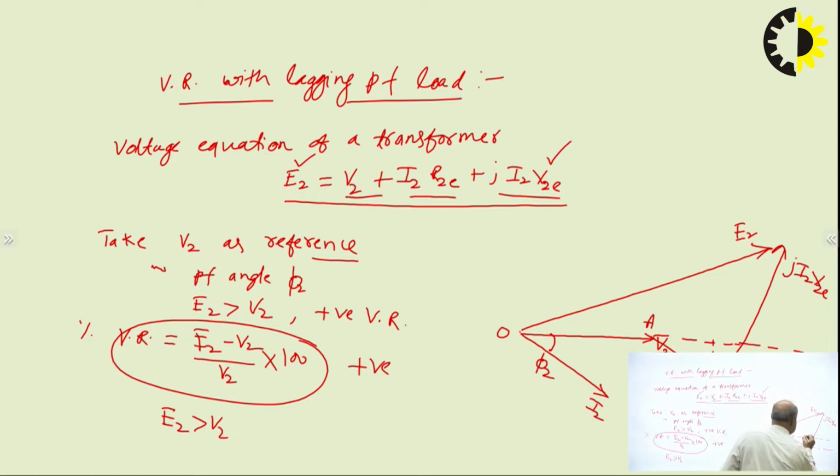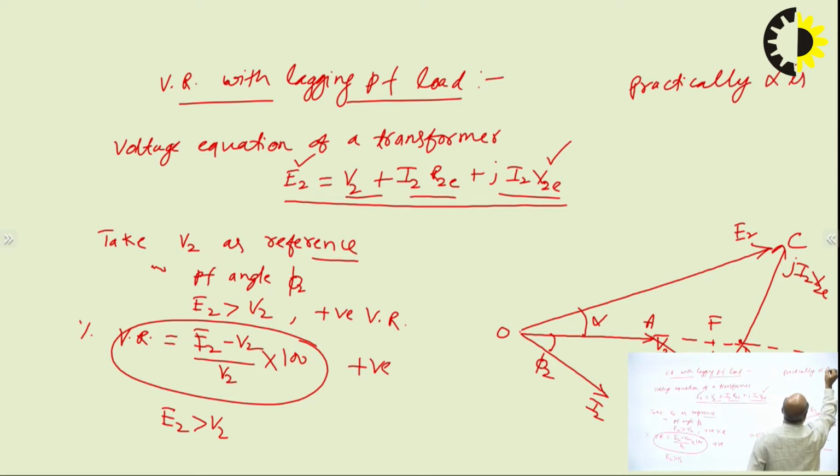Suppose this point is F, this point is D, and this point is C, and now suppose this angle is alpha. Now we want to find out OC in terms of V2, I2 R2E, I2 jX2E. How will we find that out?